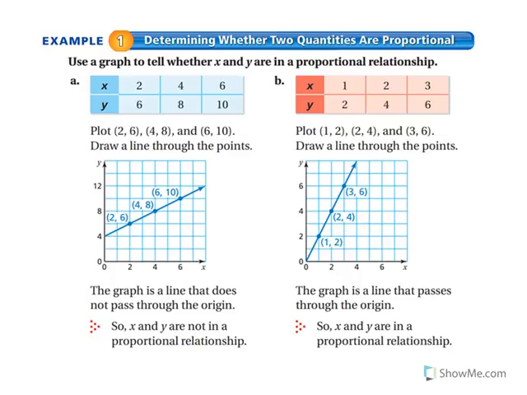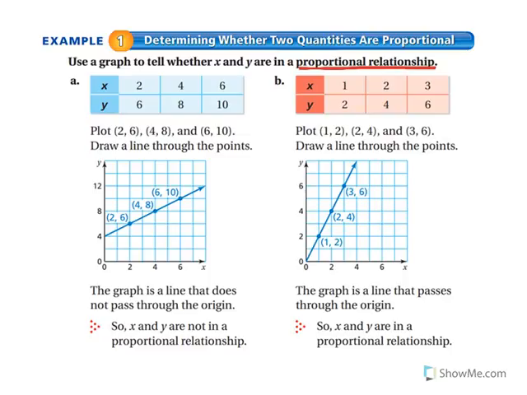Okay, now, in this first example, the directions tell you to determine whether two quantities are proportional. It says use a graph to tell whether x and y are in a proportional relationship. So what's going to happen here is you're going to start off with a blank graph, where nothing's plotted. And you will take the x and the y values and plot them.